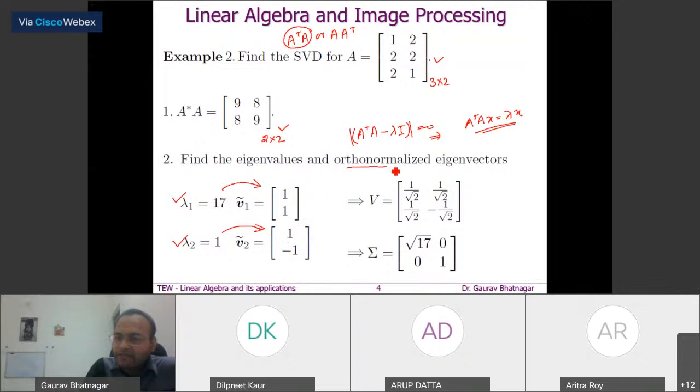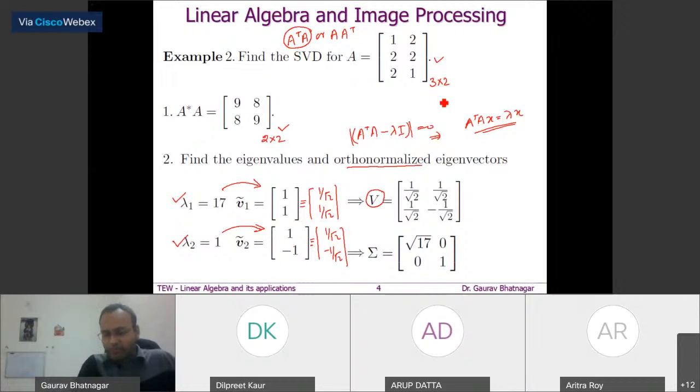Now I am looking for orthonormalized eigenvectors, and I come to know that the length of these two vectors is not 1. So you will make these two vectors normal by dividing by their length, and the length of both the vectors is going to be √2. So the normalized version for this particular vector is going to be 1 by √2, 1 by √2, and for this it is going to be 1 by √2 and minus 1 by √2. So now using these two vectors, you will be able to create the matrix V, because we have seen in the last lecture that whenever you take A transpose A, you will get V.